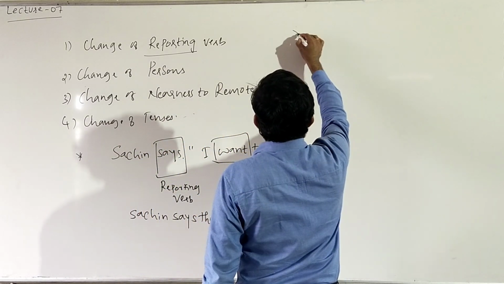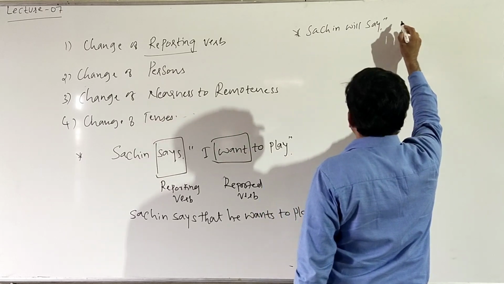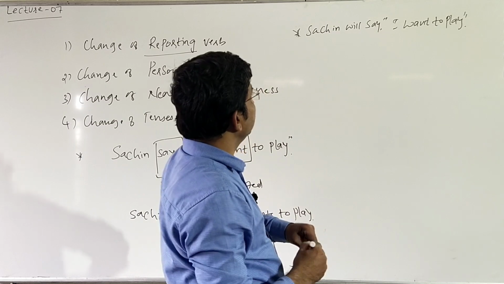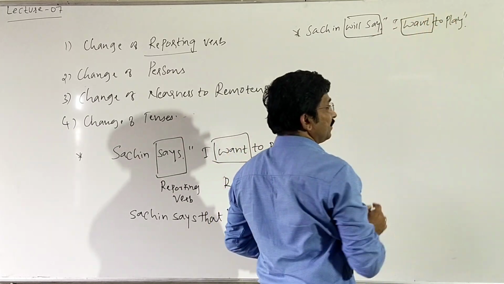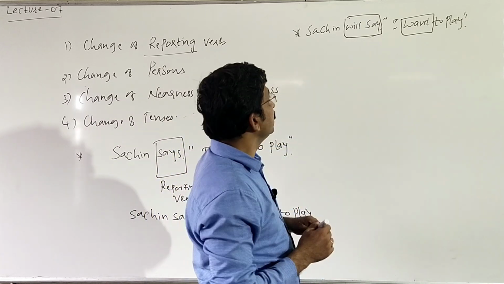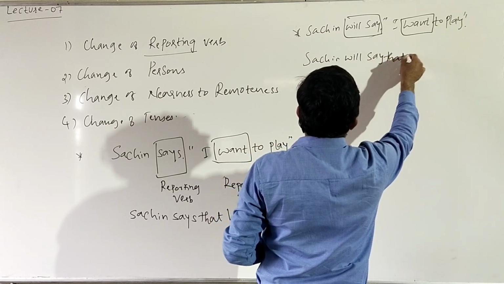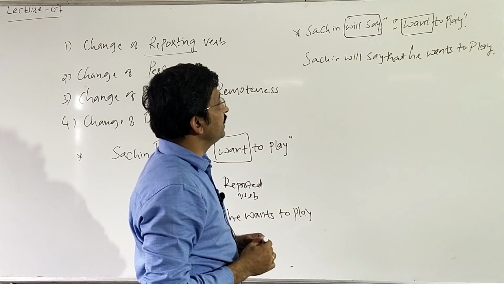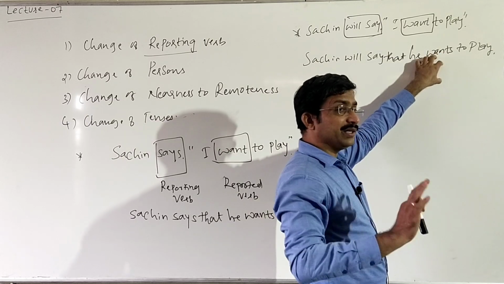Take the next one. Sachin will say, I want to play. Here, if the reporting verb is in future tense, what about the reported verb? It remains same. There should not be any change in tense of the reported verb if the reporting verb is in future tense also. Here, Sachin will say that he wants to play. Here is also present tense. Change has occurred in the form, not in the tense.